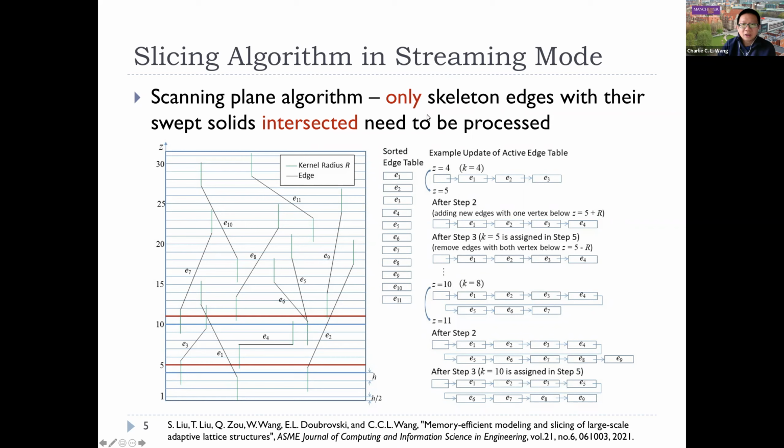Basically, only those skeleton edges whose swept solid intersects with the spherical cover region of each skeleton need to be processed. So based on this, after sorting the skeletons according to their height along the z direction, we are able to develop this streaming algorithm, which conducts the slicing computation in an out-of-core manner.